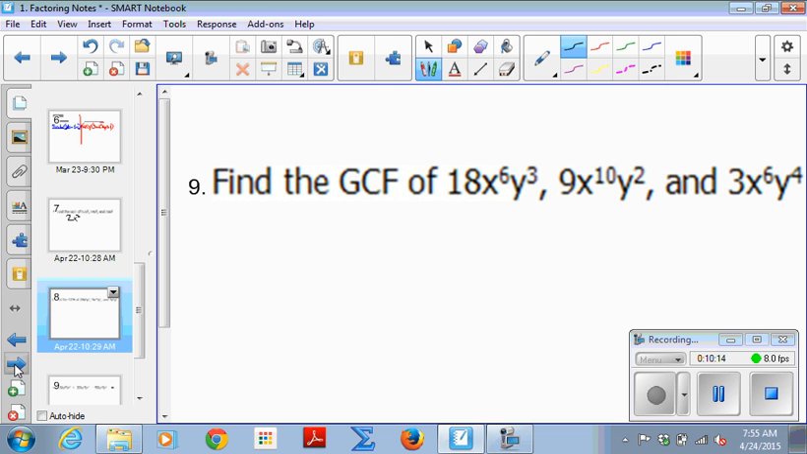Same kind of problem. If you haven't done so already, go ahead and try to pause it. Find the greatest common factor here. They all have 3 for a factor. They all have at least 6 x's. And they all have at least 2 y's.